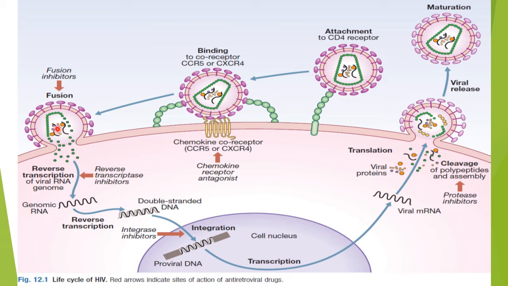So when the virus fuses with the cell, it releases its viral genome, which is RNA. The reverse transcriptase enzyme will convert the viral RNA into double-stranded DNA, and the double-stranded DNA will be integrated into the host DNA as proviral DNA. This proviral DNA can remain in the CD4 plus T cells for years. In the latent phase, the proviral DNA remains in the CD4 T cells, and as the helper T cells multiply, the virus also multiplies, but it does not do any damage.